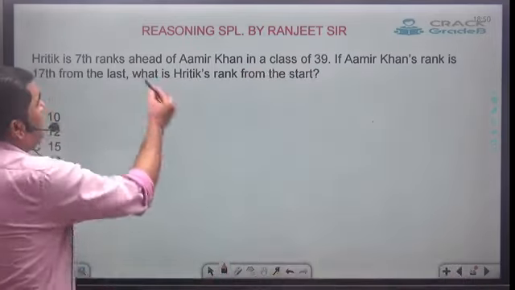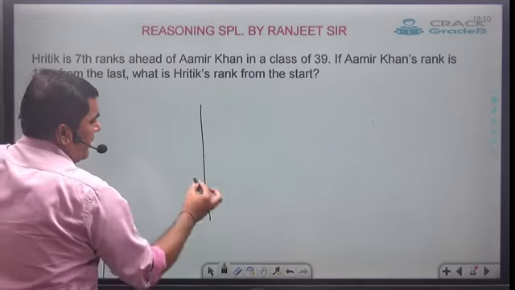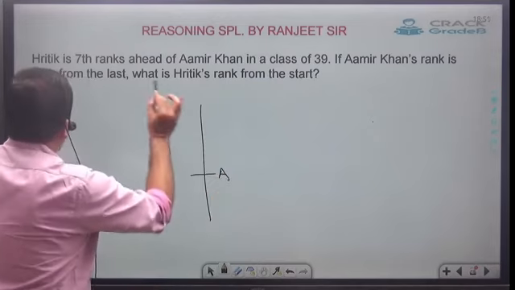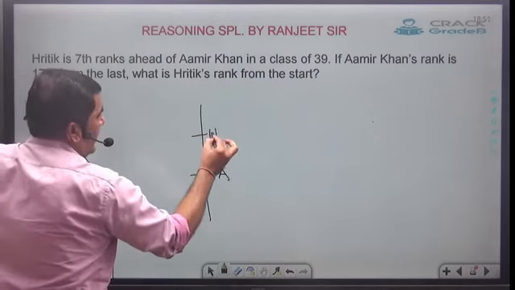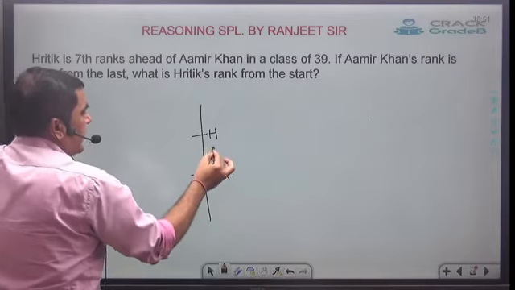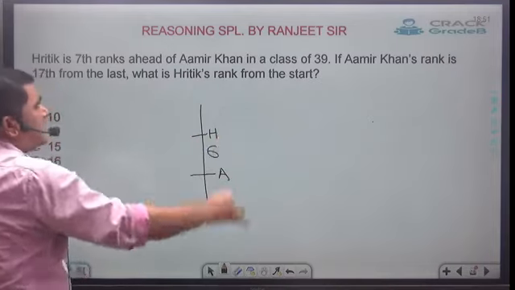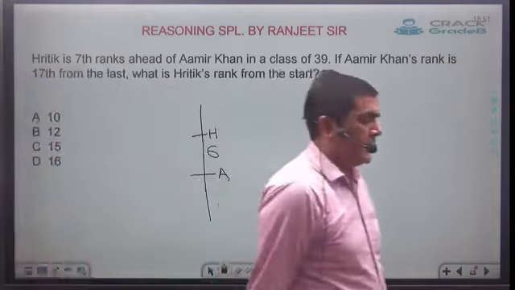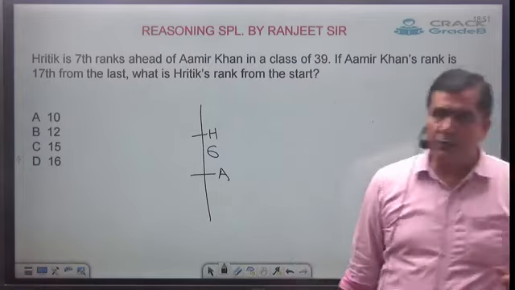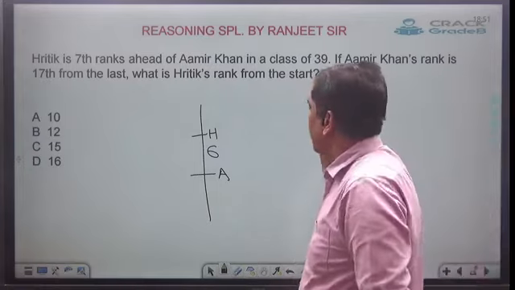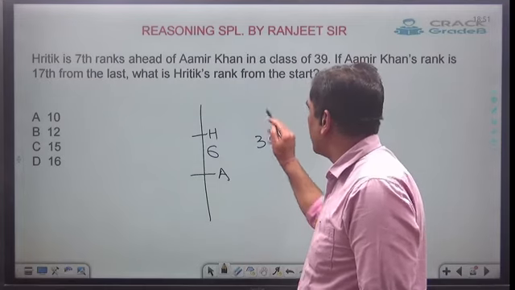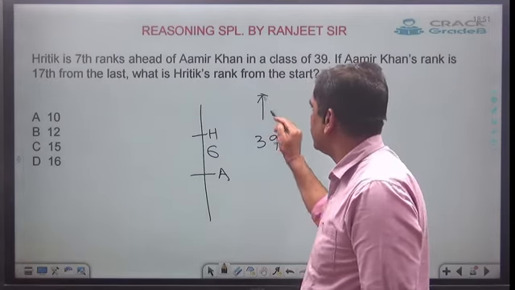Say Ritik is 7th rank ahead of Amir Khan. Means what? If Amir is over here, Ritik must be 7 places ahead. 7 places ahead means between these two there must be 6. Clear? Ritik is 7th rank ahead of Amir. In a class of 39, the total is given as 39.